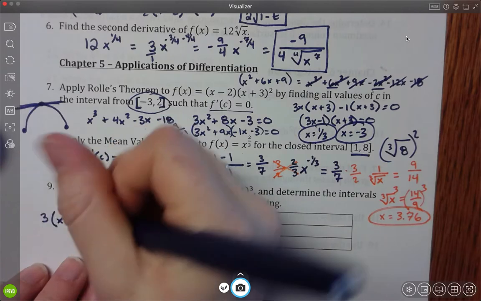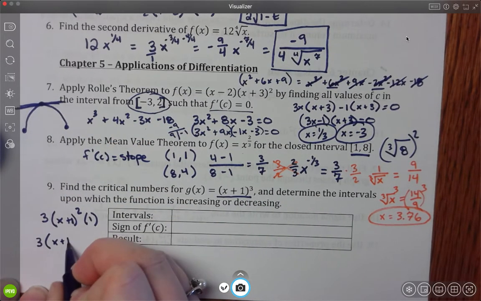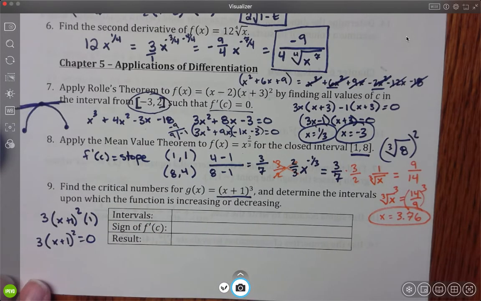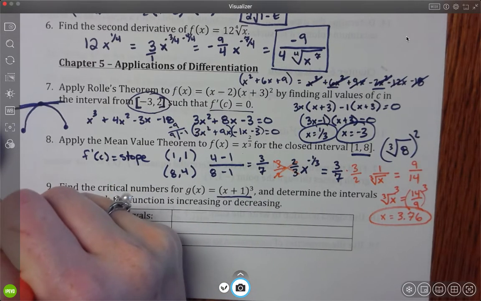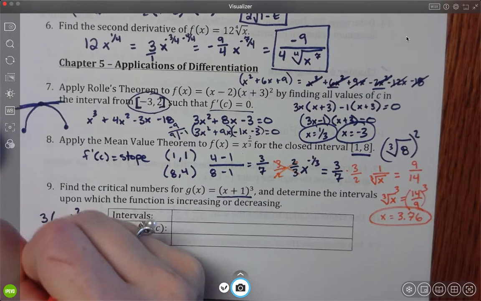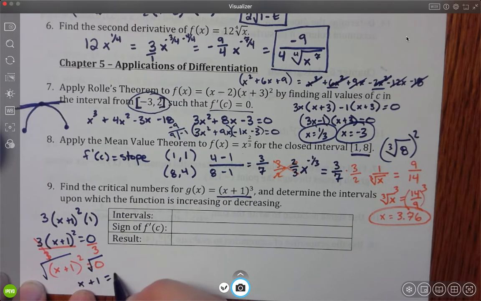Now I have to set that equal to 0. So 3 parentheses x plus 1 squared equals 0, because that 1 multiplied by 3 is just 3. Then to solve for x, I'm going to divide by 3. So I have x plus 1 squared equals 0. The square root of 0 is just 0, so x plus 1 equals 0, and x is going to be equal to negative 1.